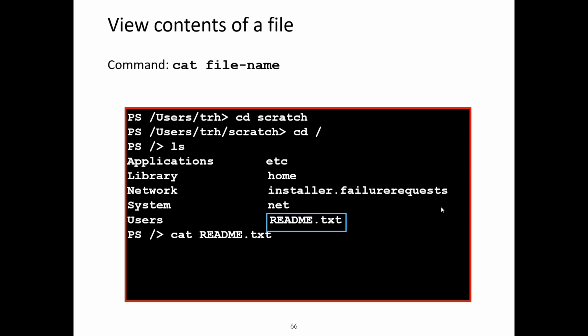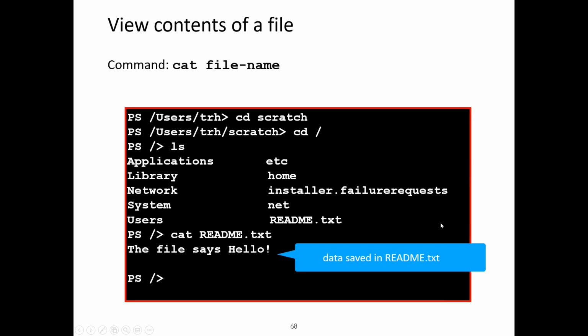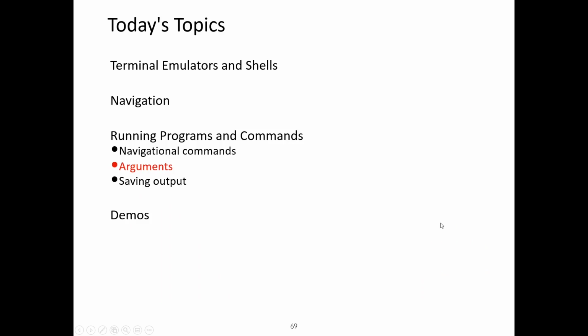Another command that we're going to find to be really useful is the cat command. Cat takes one argument, readme.txt in this case, it's the name of a file, and all it's going to do is print out the contents of that file right here. So if I click go, this file says hello, and that's what the contents of readme.txt are.